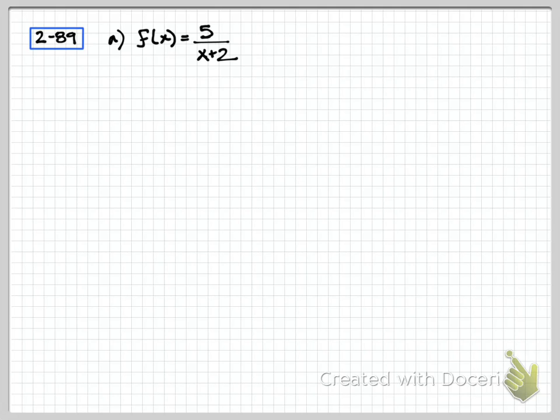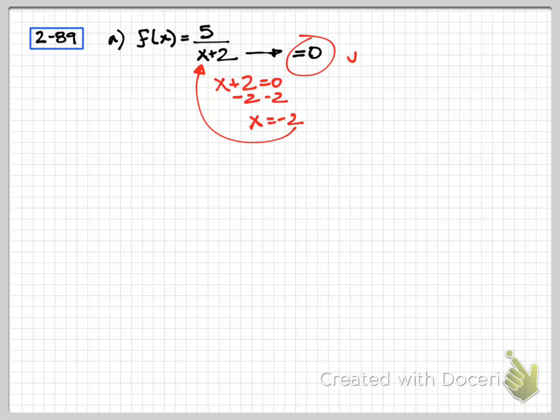Well, how's a function undefined? This bottom part would have to equal 0. So, the easiest way to do this is to literally set up the equation. x plus 2 equals 0. Subtract 2 from each side. x equals negative 2, which actually means when x is negative 2, you get 0 in the denominator, which means it's undefined.